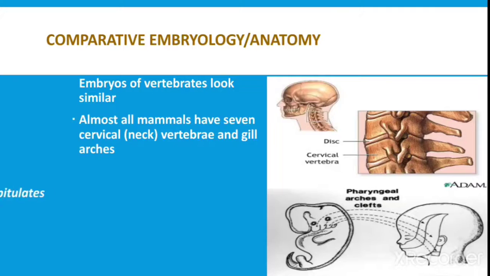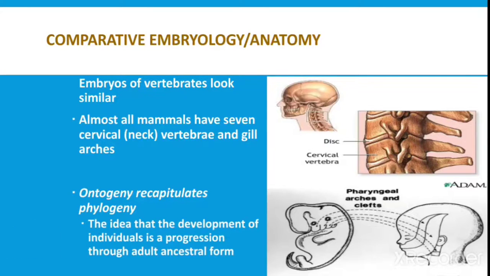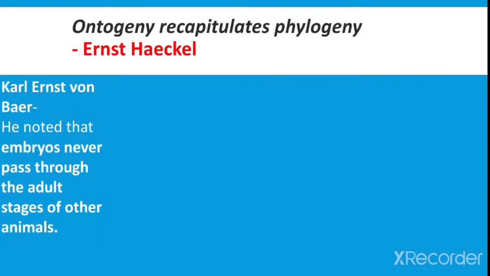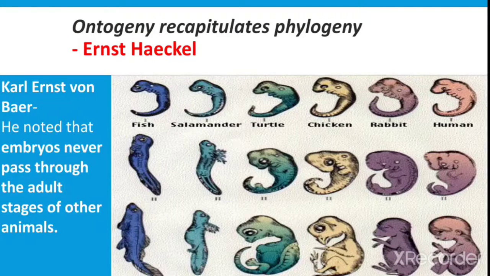So we can have a look at this slide. Embryos of vertebrates look similar. Almost all mammals, as you can see, have got 7 cervical or neck vertebra and the gill arches are present. And ontogeny recapitulates phylogeny as given by Ernst Haeckel. So here in the slide you can have a look at the embryonic stage of various animals, the embryos, but Carl von Baer said these embryos never pass through the adult stages of the animals.